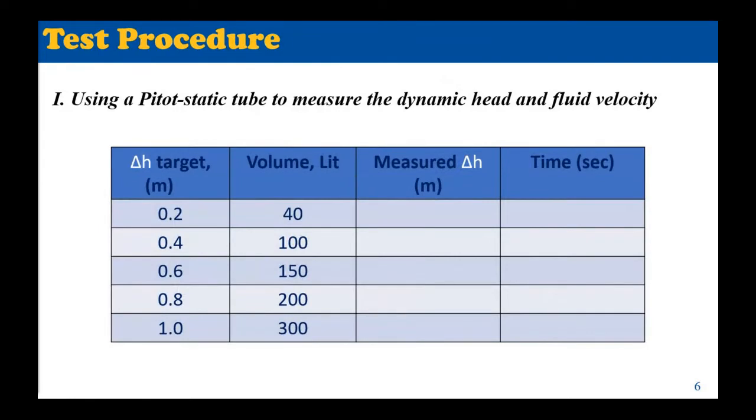So now we have introduced ourselves with our equipment. Now we're going to take the data for our first part of this test. Targeting some pressure heads, 0.2, 0.1, we'll target to be accurate at this head, but our reading could be a little bit different, 0.19, 0.21. We will record the actual pressure head that we receive and the time it takes to get 40 liters.